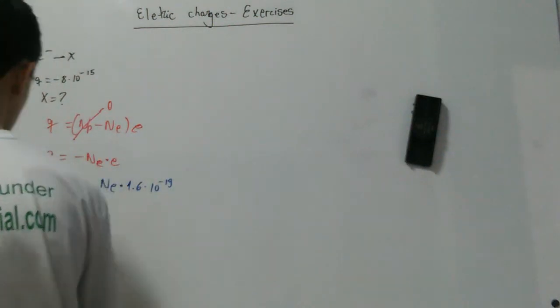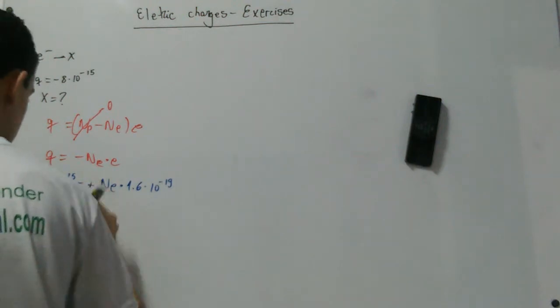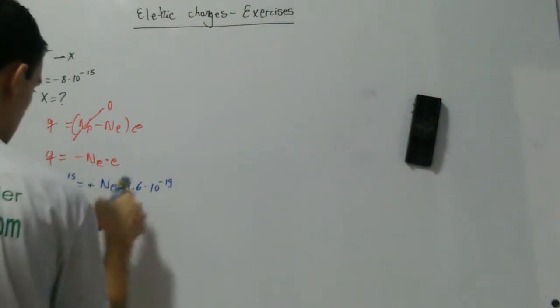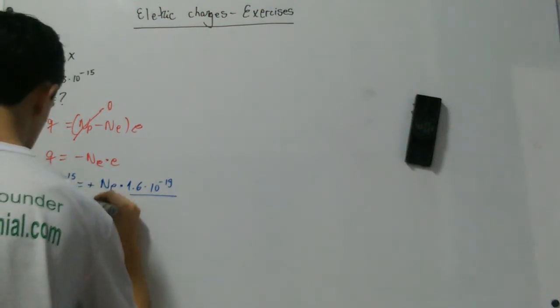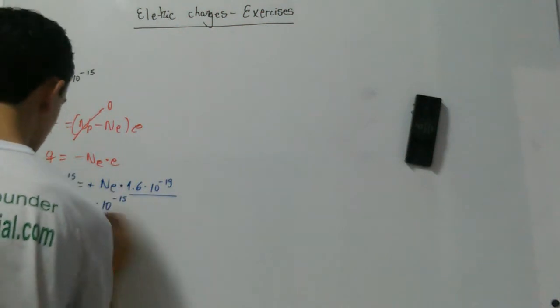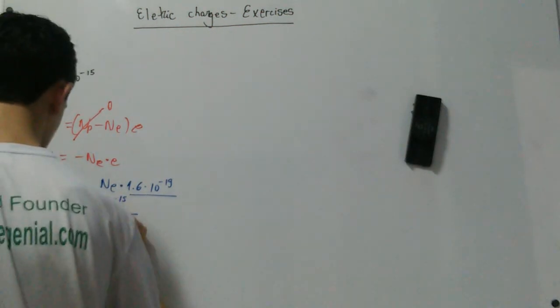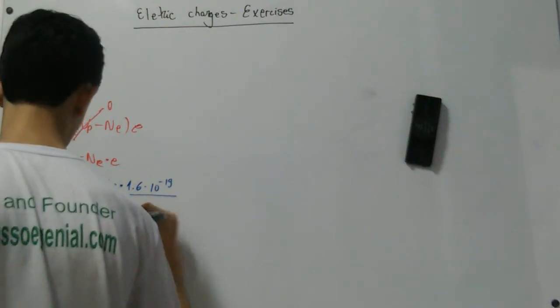So we can multiply both sides by negative 1, so it's going to be positive and positive. And then you can divide both sides by all of this. So we're going to have the number of electrons is 8 times 10 to the power of minus 15, over 1.6 times 10 to the power of negative 19.